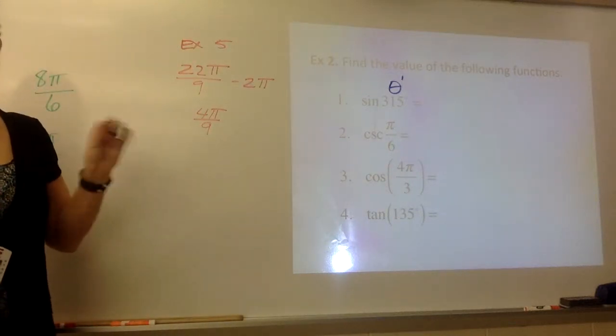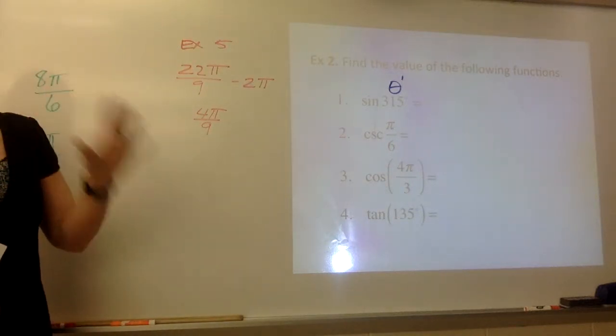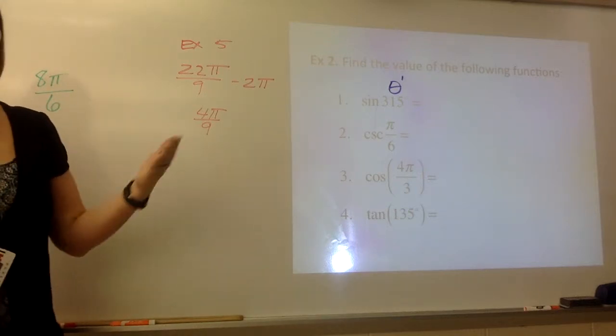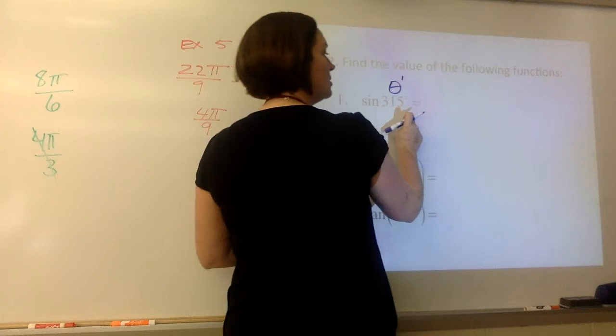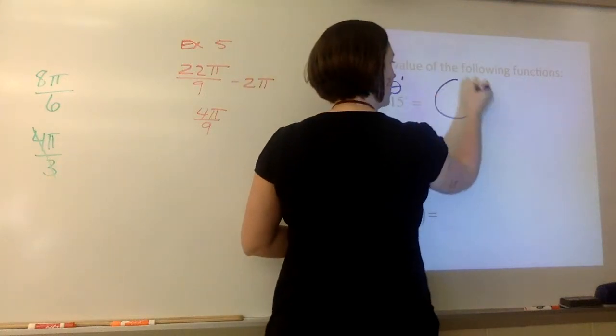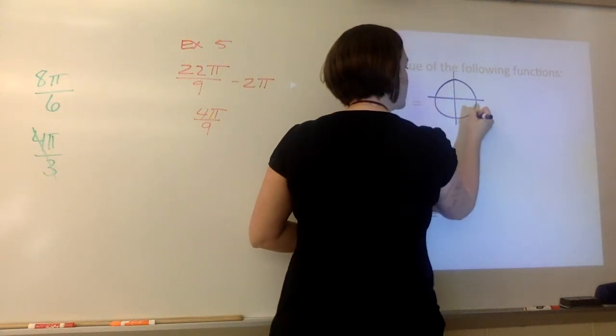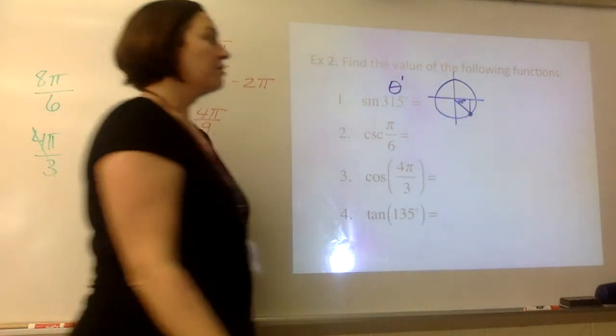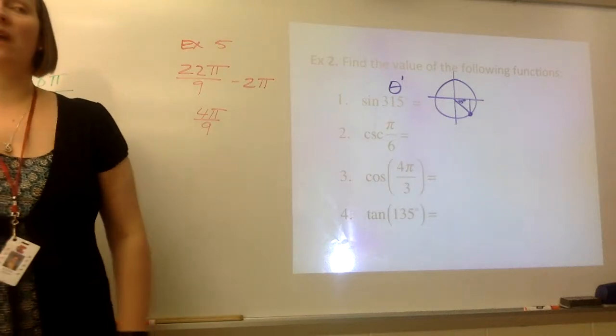Okay? So we're always going to find acute angles. When we did the assignment yesterday, we were always labeling theta as an acute angle. So the way we do that is we go to 315. 315 is going to be right here. Theta prime is 45 degrees. 315, what do I have for my x and y values?